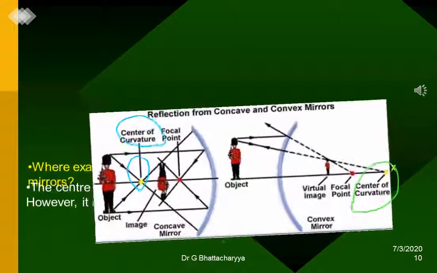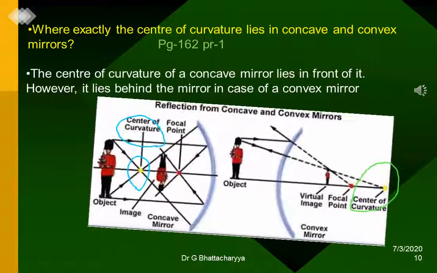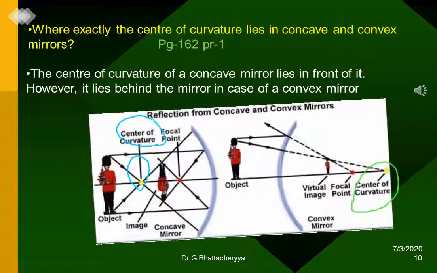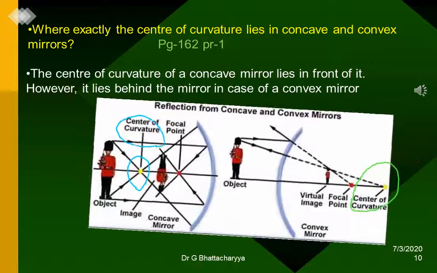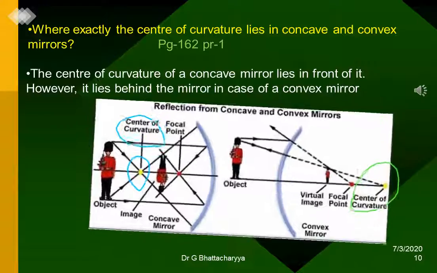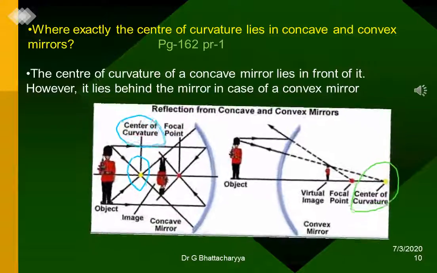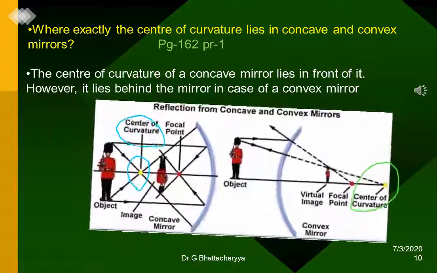Where exactly does the center of curvature lie in concave and convex mirrors? The center of curvature of a concave mirror lies in front of it. However, it lies behind the mirror in case of a convex mirror. See the picture of your textbook.